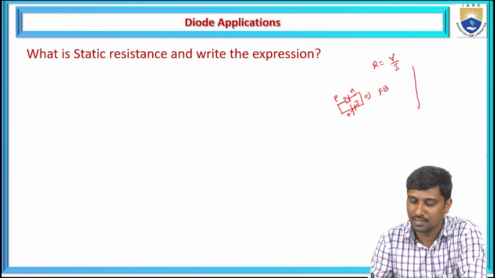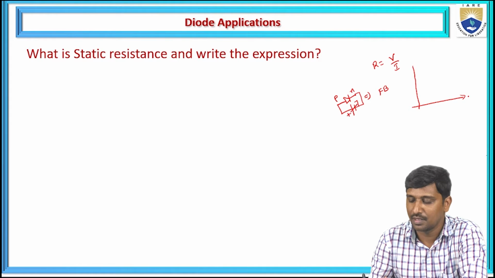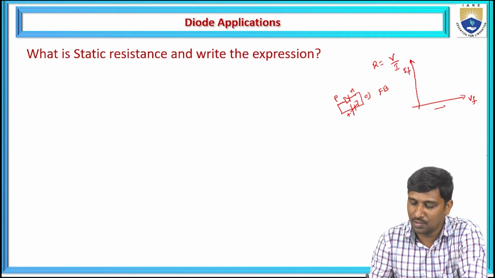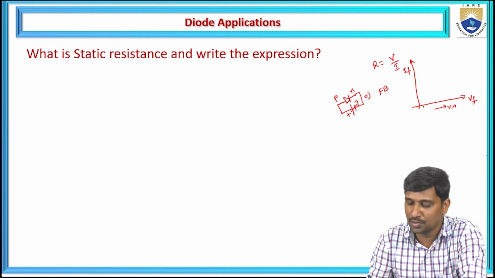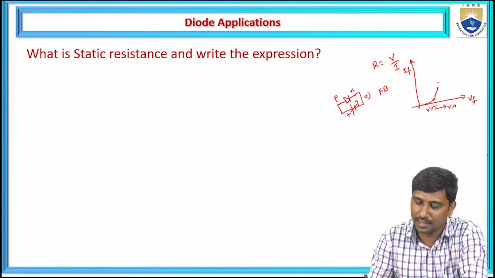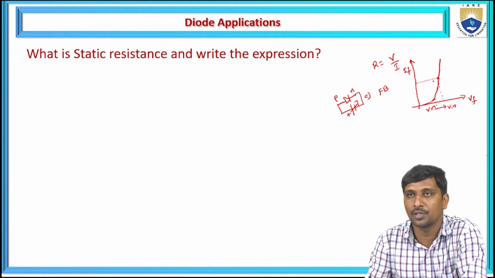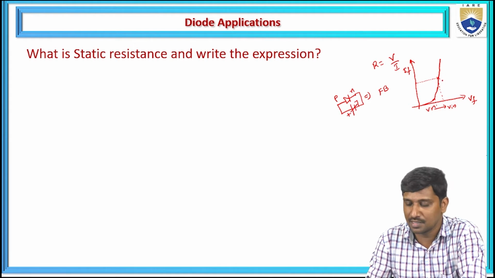Under this forward bias, we observe the characteristics. The x-axis represents the forward voltage across the diode, and the y-axis represents the forward current across the diode. When you vary the input voltage, once the applied voltage reaches the cut-in voltage V gamma, the conduction rate increases. At this point, we observe how much resistance is offered at a particular Q point.